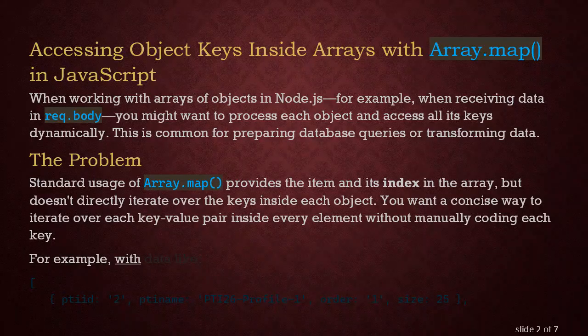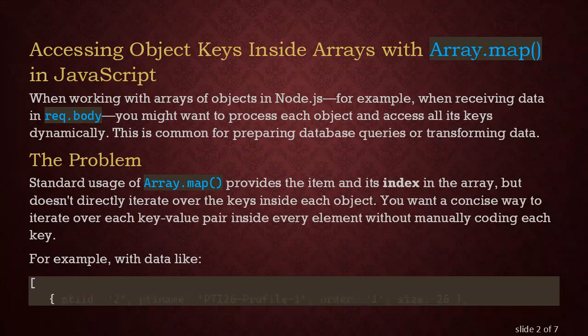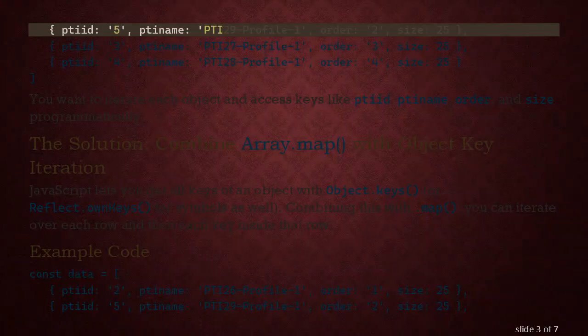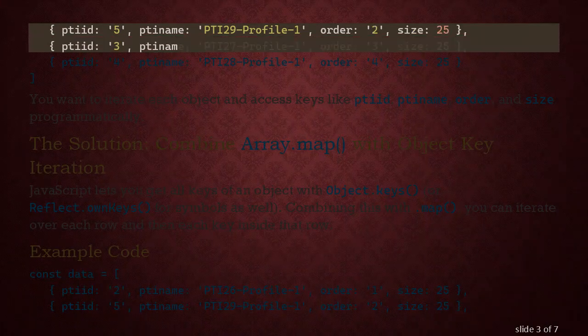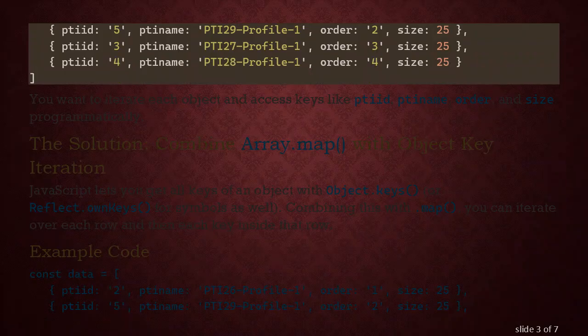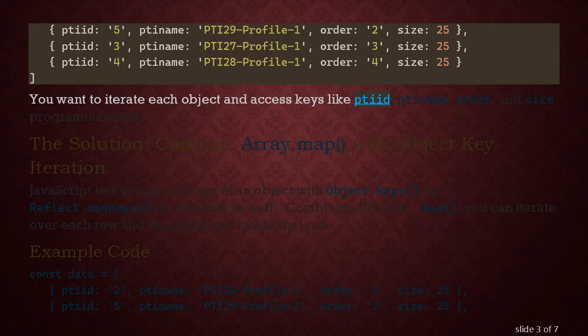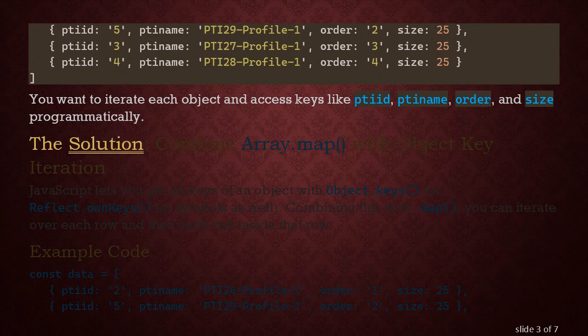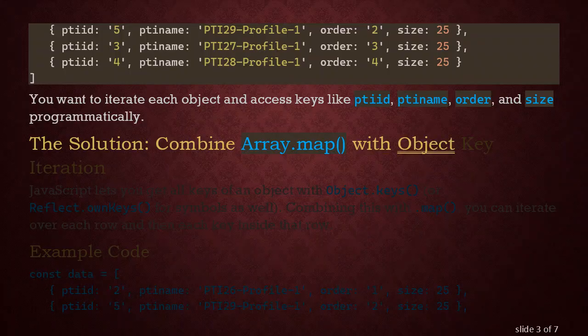For example, with data like this, you want to iterate each object and access keys like id, dynamically, order, and size programmatically. The solution: combine Array.map with object key iteration.